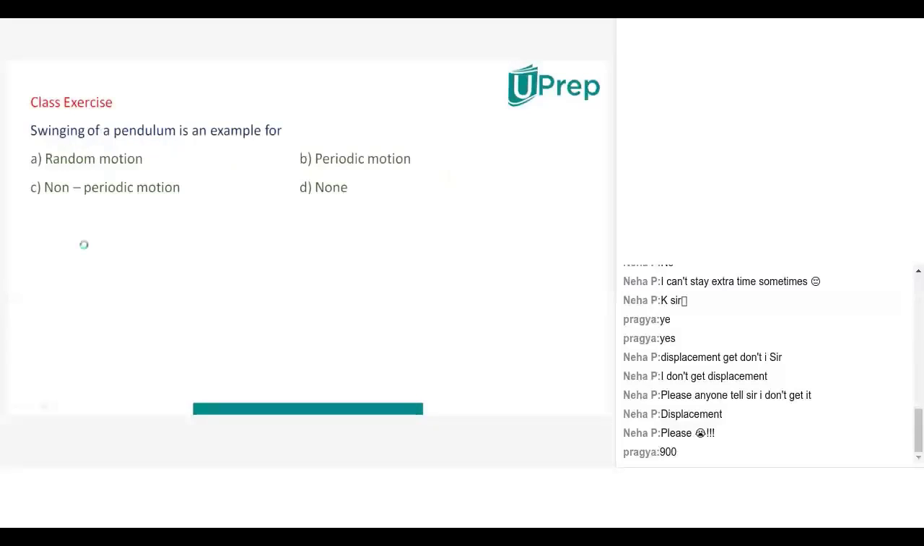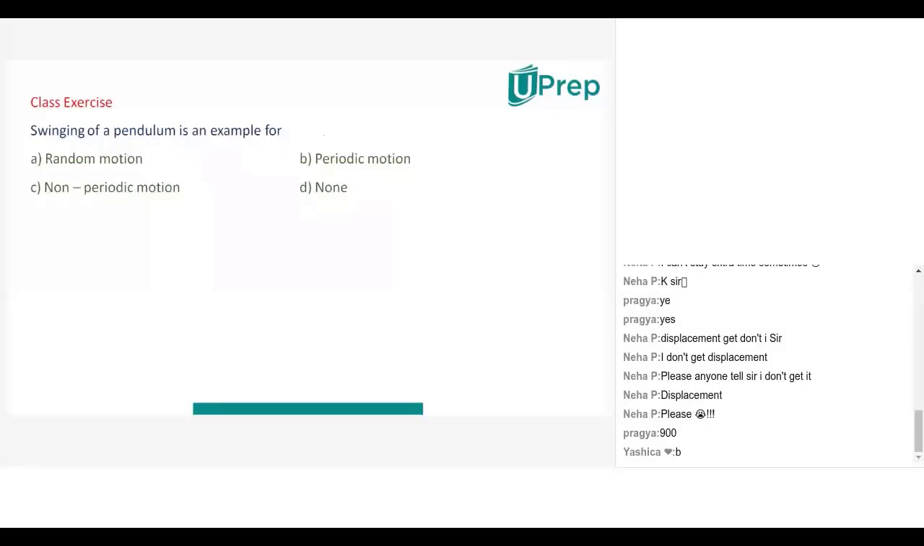Next, swinging of a pendulum is an example of periodic motion. Periodic or non-periodic? Tell me, Pragya. Periodic. Right, it is a periodic motion. Very good. Swinging of a pendulum is an example of periodic motion.